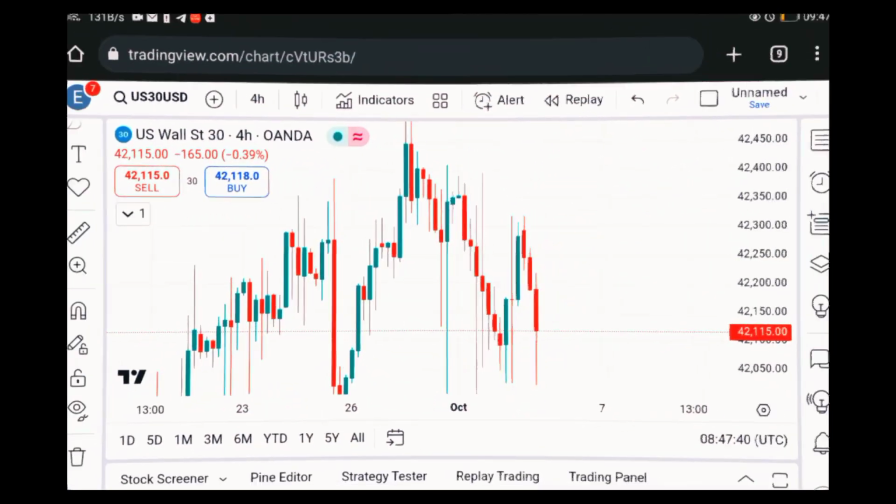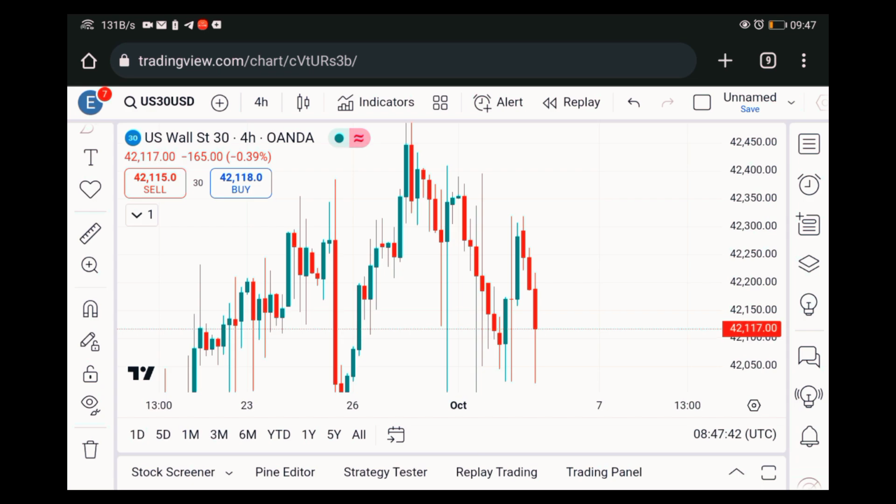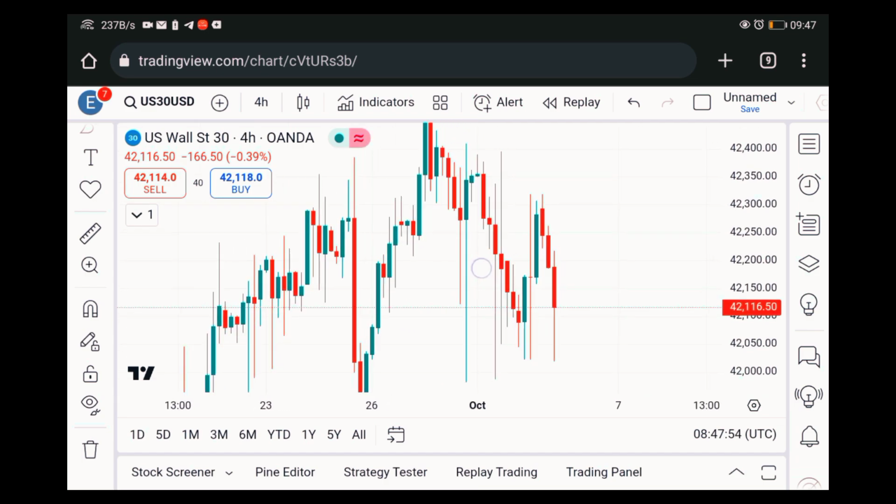This was yesterday. I marked out this zone on US30. This was about 1 to 30 hour, using the 1 minute chart. Let's go through how I was able to catch that.